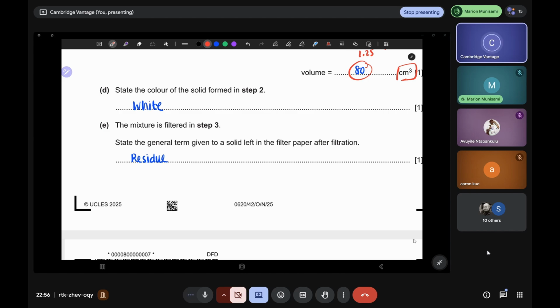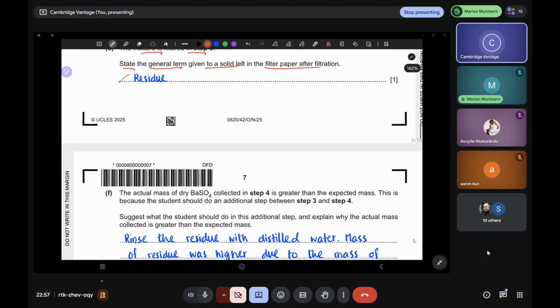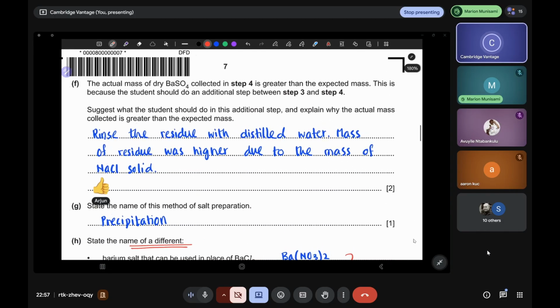The mixture is filtered in step 3. State the general term given to a solid left in the filter paper after filtration. It's just residue. Even if you're not a chemistry student, this is something that you should know just based on your English knowledge. So let's move to the next part of this question, and part F.